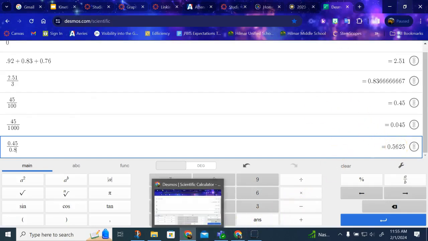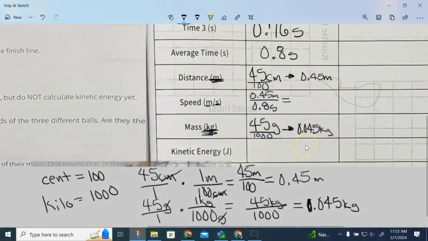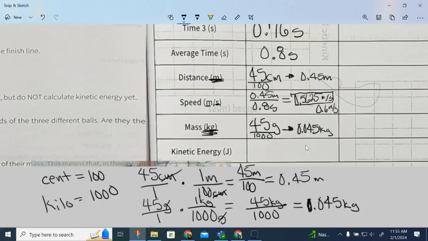So I'm going to make that small again right there, and I'll put it here: 0.5625, and that's meters per second. Then we're just going to round. This is the number we're going to round, and we end up with 0.6 meters per second because we rounded this number. I'm just going to put this around there to show that is the number we rounded, but this is the number we end up with, 0.6 meters per second.